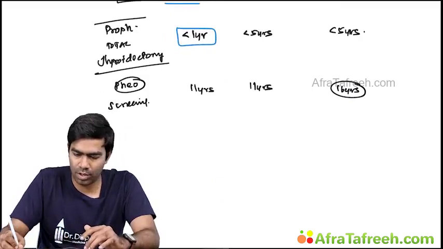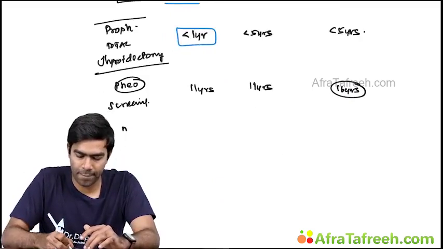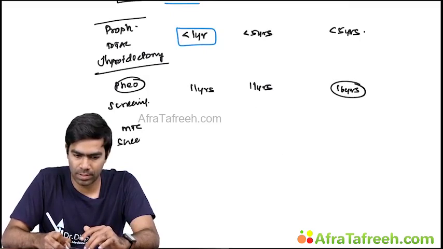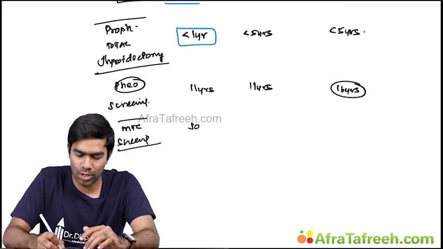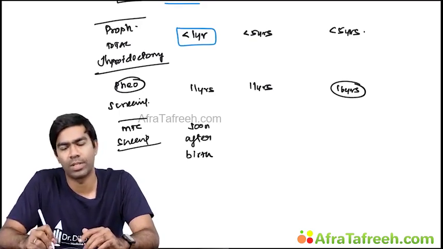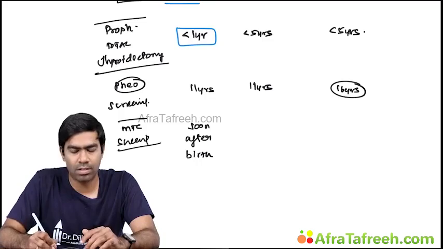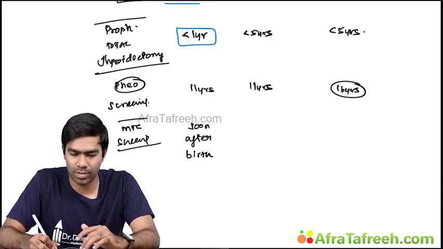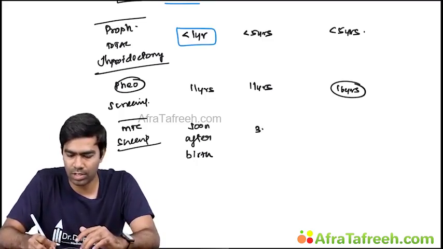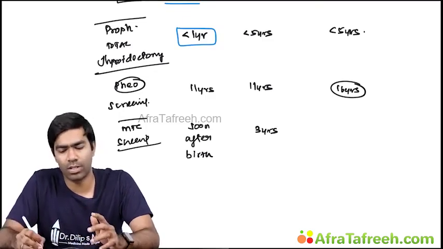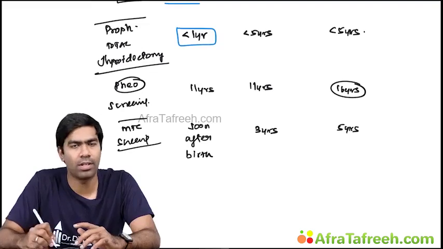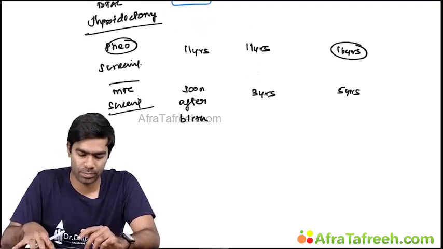Then screening for MTC. Here we do it soon after birth. That's why we do prophylactic total thyroidectomy within a year. Soon after birth, you have to start the MTC screening. And in 634 and 883, we start the screening by around 3 years of age, whereas in all other mutations, we start the screening by 5 years of age.